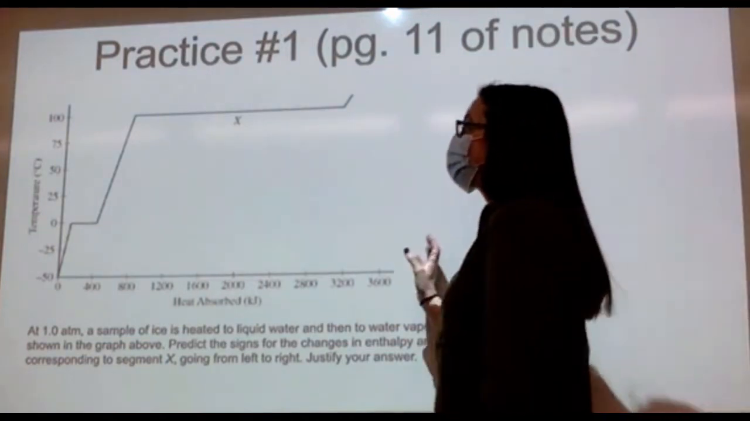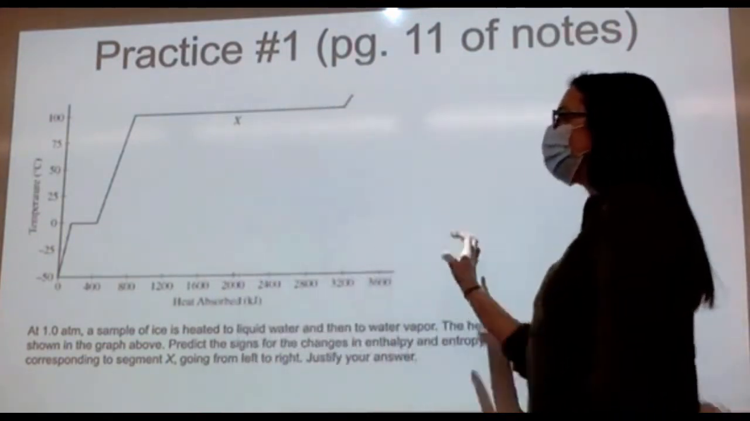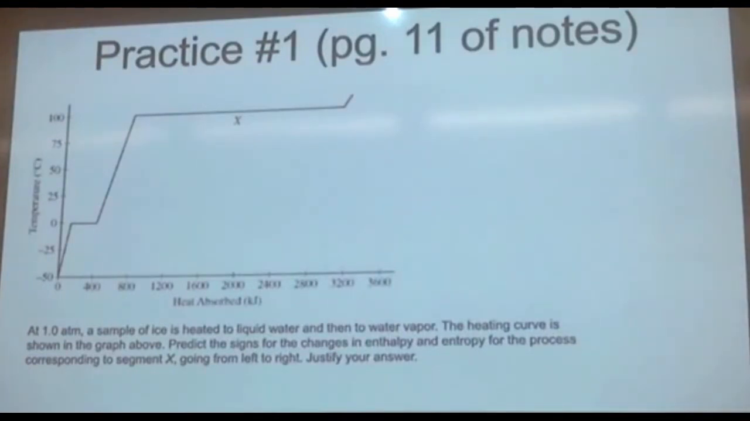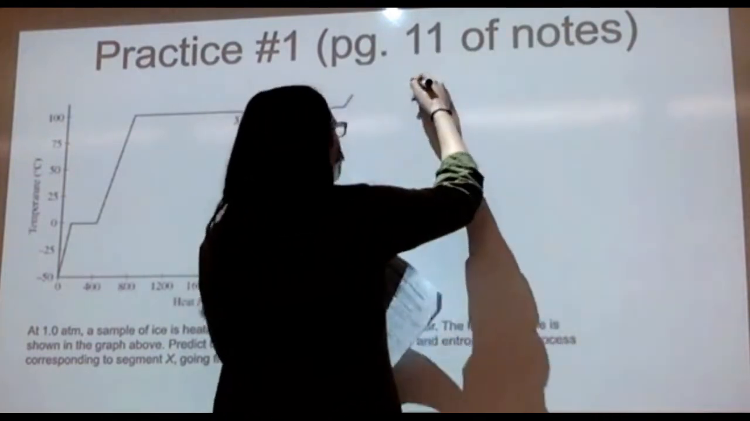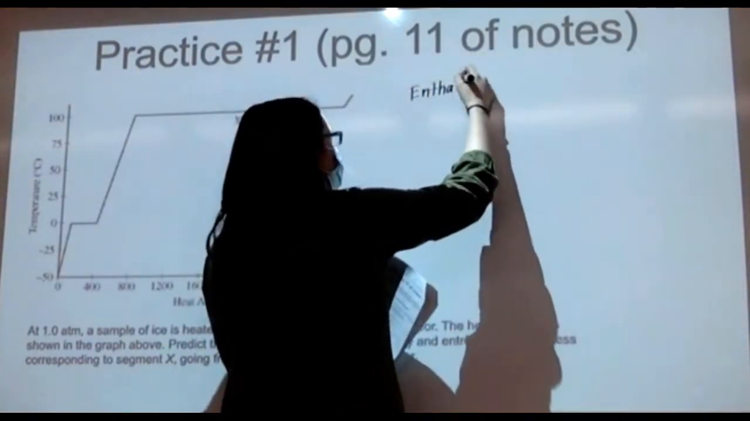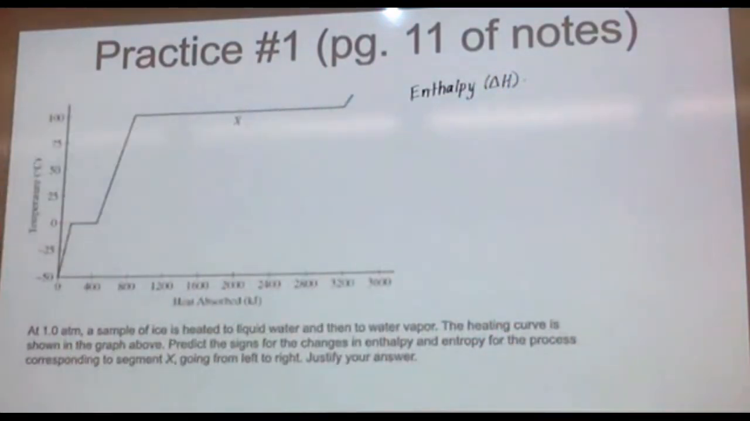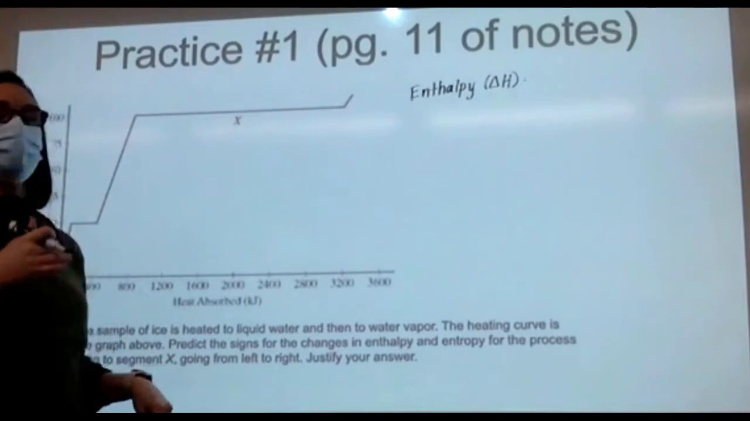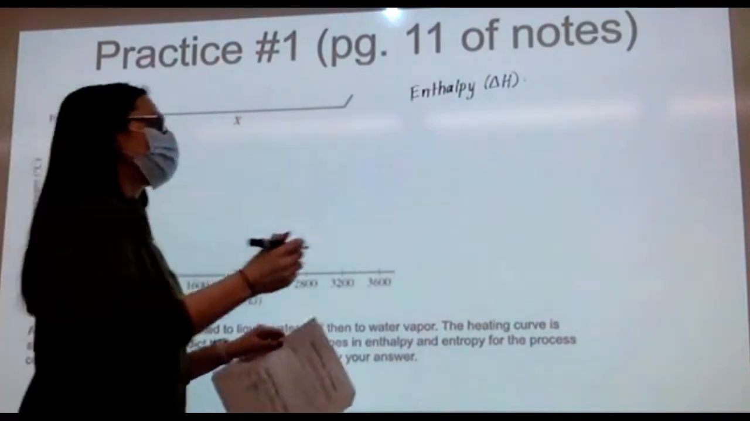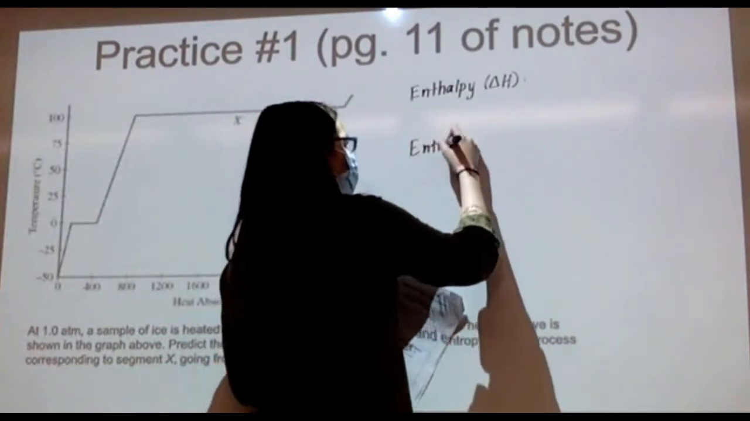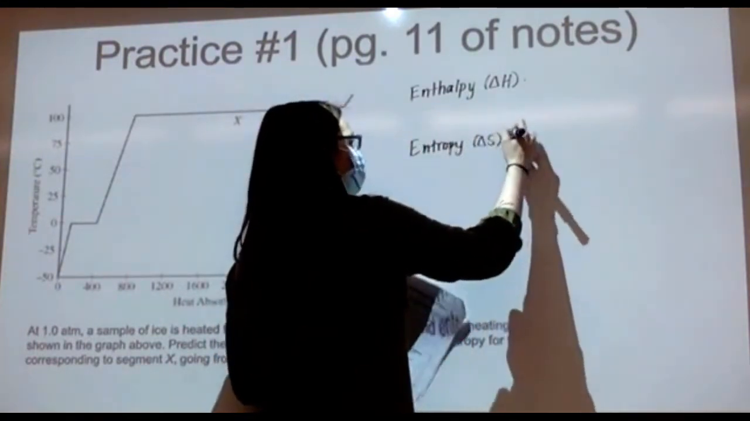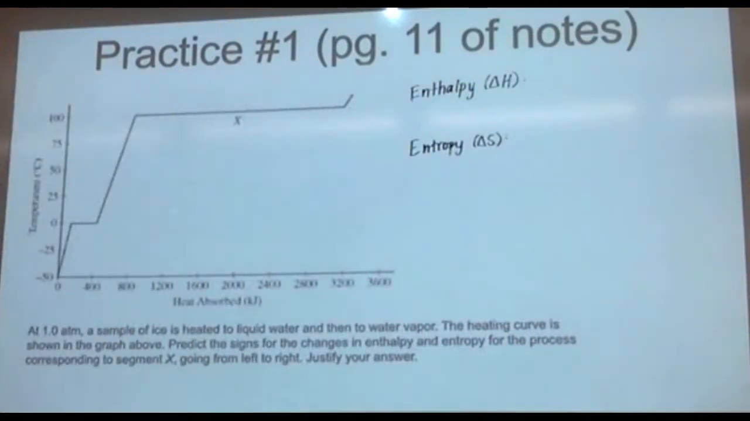So this is going to have us look at a heating curve. We're going to review heating curves as well because it's been a little bit since we've looked at this. But what this question is asking us to do is to predict the signs for enthalpy and entropy. So enthalpy is delta H. We have to remember what each variable represents as well. Enthalpy is delta H. The only thing that delta H tells us is whether a process is exo or endothermic. And it wants us to look at entropy as well. Entropy is delta S. That tells us, is it becoming more disordered or less disordered?